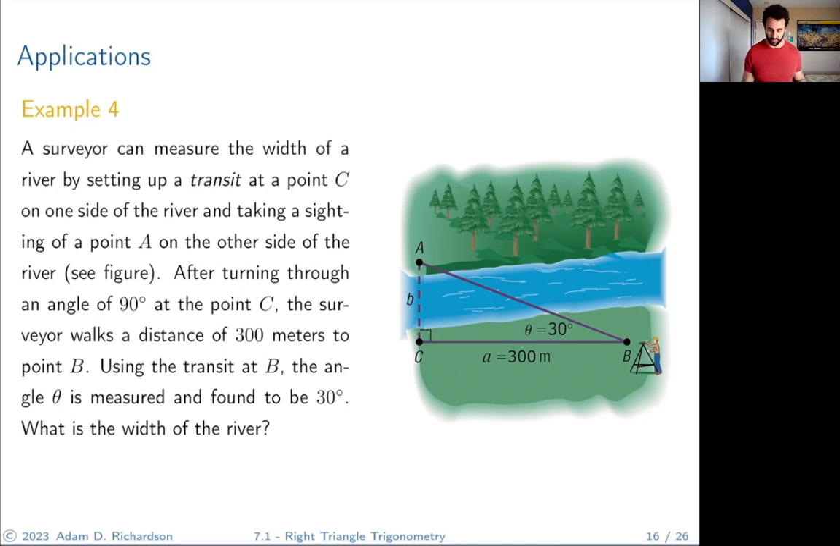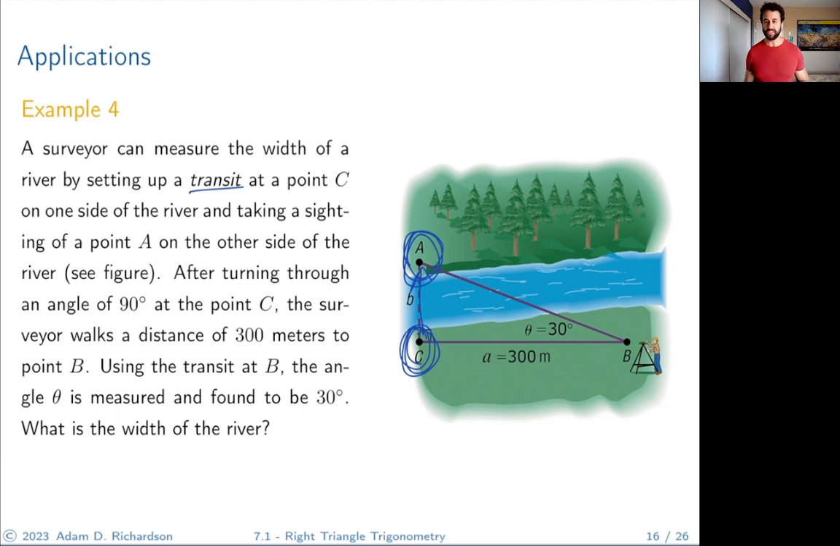A surveyor can measure the width of a river by setting up a transit at a point C on one side of the river and taking a sighting of a point A on the other side of the river. A transit is that machine that you see surveyors using, on a tripod with 3 legs, and almost like a giant camera box on it. They're usually pointing it at somebody way down the street, who has a pole with a little reflector on it. So that's what's going on here. You set up at the point C, and aim the transit at the point A.